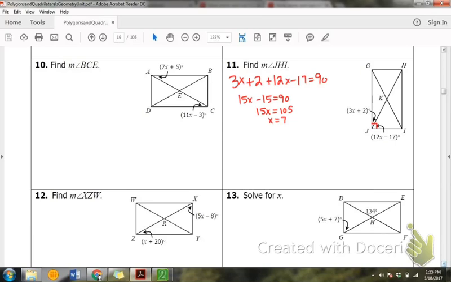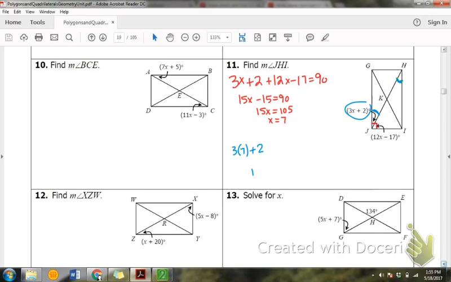All right, so we're finding x to be 7. If I'm looking for angle JHI, let's make an arc by JHI. Angle JHI is up here, and I need it to be the same as which one? The 3x plus 2, which is the GJH, right? This one and this one, GJH. So I'm not going to plug it back into 12x minus 17. I'm going to plug it back into the 3x plus 2. You guys okay with that? So 3x plus 2, 3 times 7 plus 2, 21 plus 2 is 23.